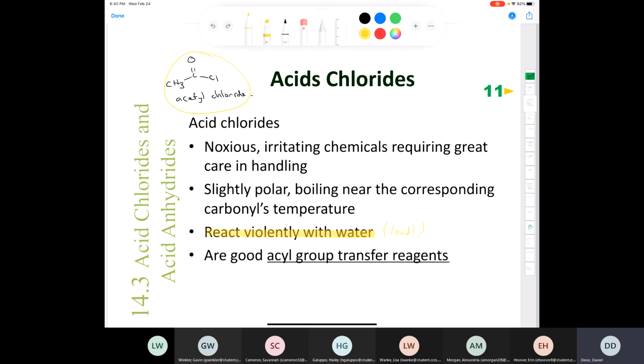Now, what about their boiling points? Since we talk about boiling points so much in this class, they boil near the corresponding carbonyl. What's the corresponding carbonyl? Near an aldehyde or a ketone with the same number of carbons, okay? Somewhere in that neighborhood. Now it says here that they are good acyl group transfer reagents.